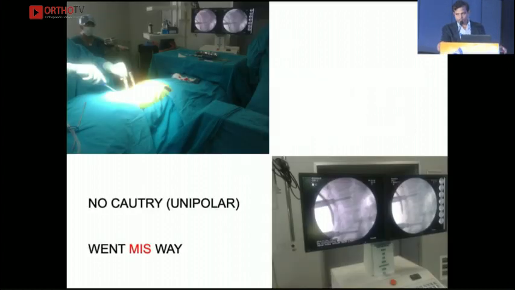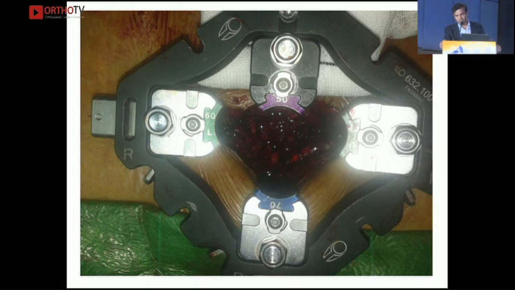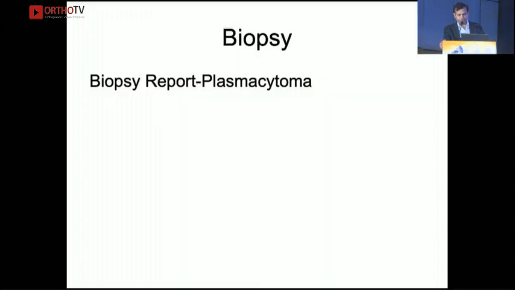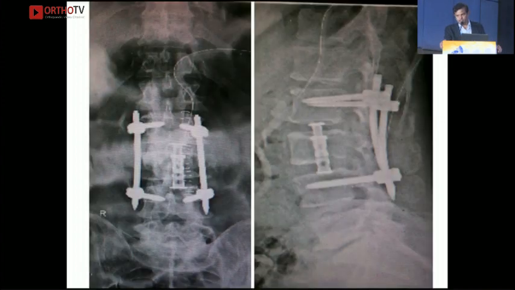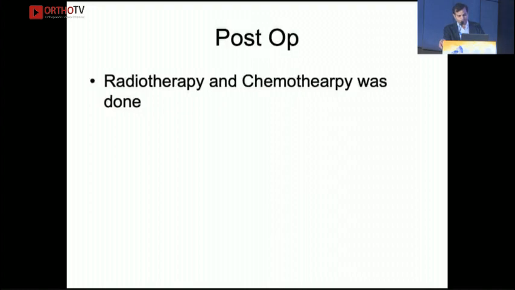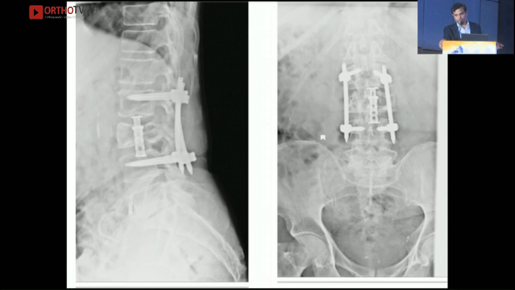What we did is we went completely MIS after embolization, fixed one level above and one level below, and with the expandable tube retractors, did a corpectomy through this expandable retractor itself, and put an expandable cage. Ultimately the biopsy turned out to be plasmacytoma, and radiotherapy and chemotherapy were given, and this is the post-op. You can see again the body is actually restructuring itself.